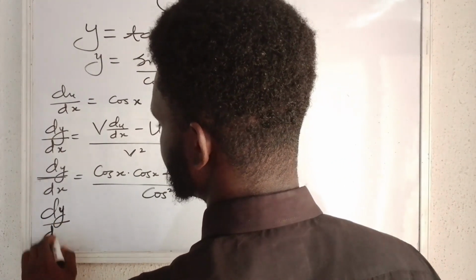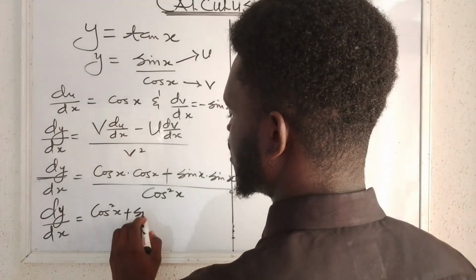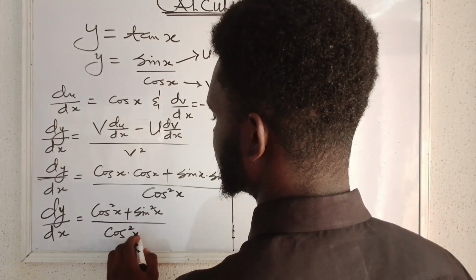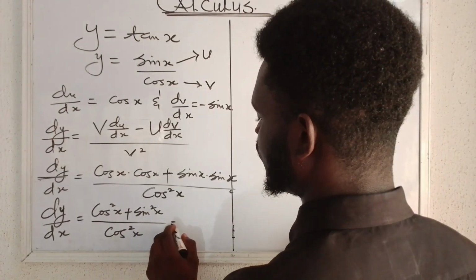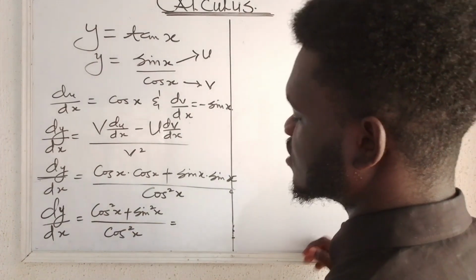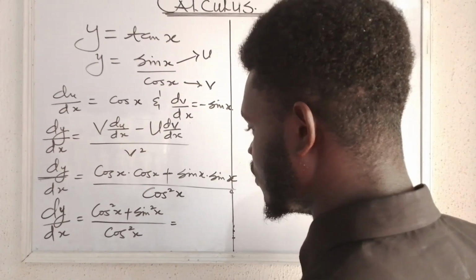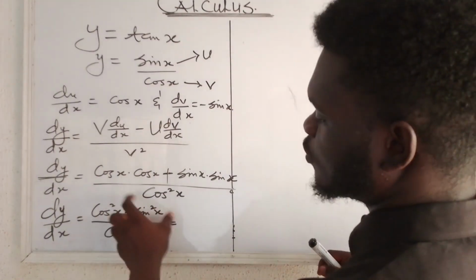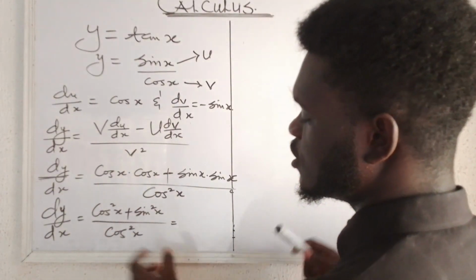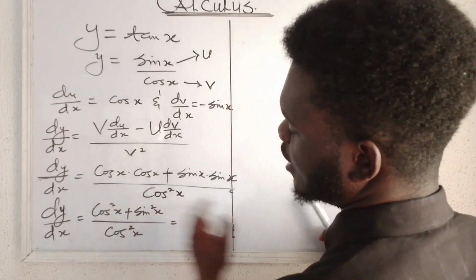So therefore dy dx is going to be equals to, you can see this is cos square x plus sine square x all divided by the cos square x. Now what does that mean? You can just simplify. Now what does cos square x plus sine square x mean? If you check one of my videos that I've recently done, titled the proof of Pythagorean identities, you'll find out that I solved it and everything here at the numerator became 1.